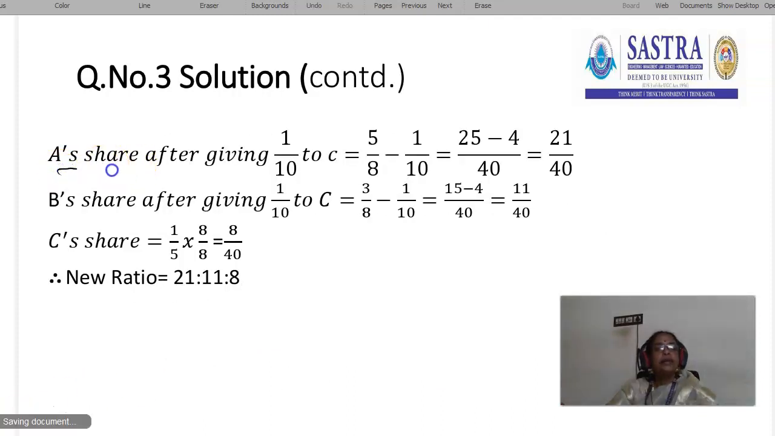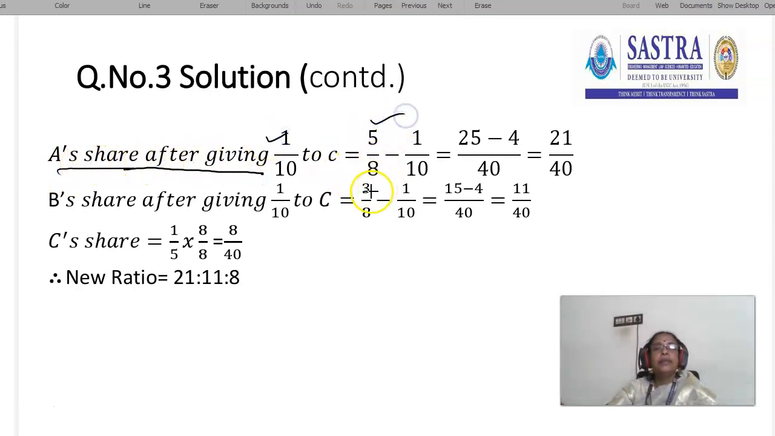New share: how to calculate the new share ratio? A's share after giving 1/10 to C. The old share is 5 by 8 minus 1 by 10. B's old share is 3 by 8 minus 1 by 10. So if the LCM is 40, then 5 into 5, 25 minus 4, 21 by 40. Here the LCM is 40. 5 into 3, 15 minus 4 into 1, 4, so 11 by 40.